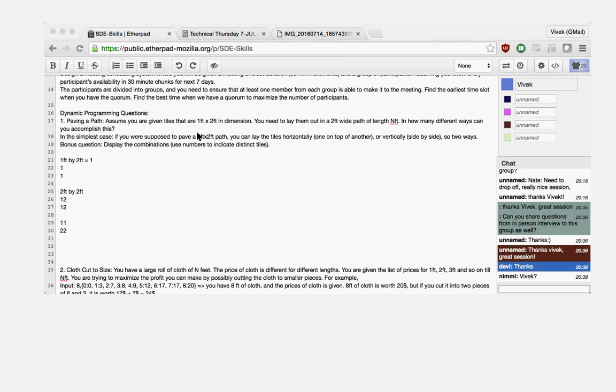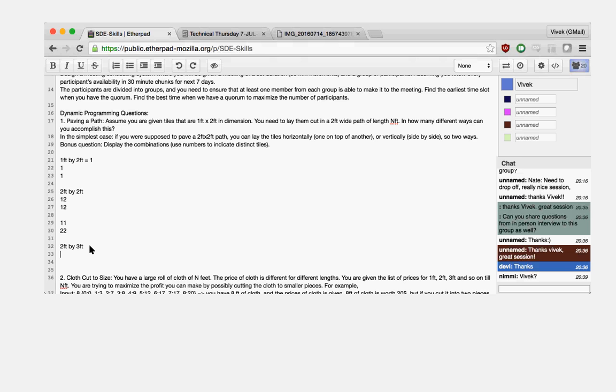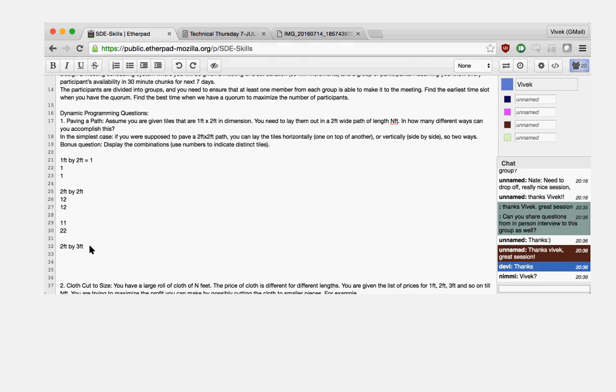Yeah. So for 2 foot by 3 feet, we can combine the result from 1 and 2 foot, right? So we can either do all 1 foot, and the first one 1 foot, the second one 1 foot by 2 foot. I mean, horizontally. I'm not following. Can you elaborate or explain?